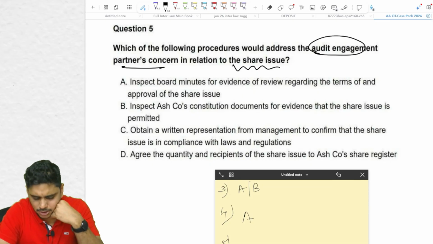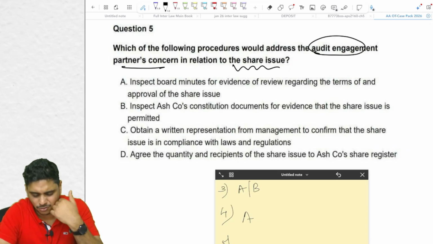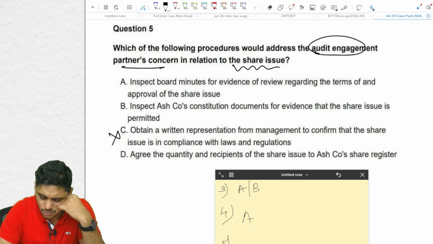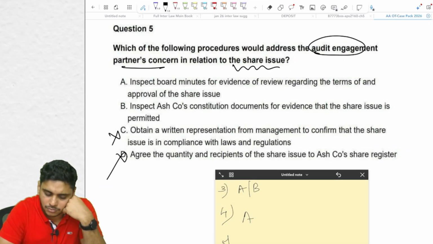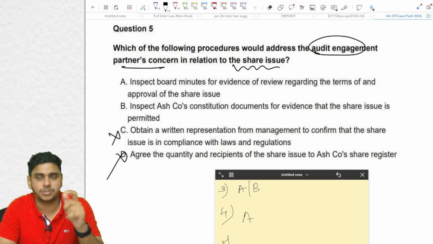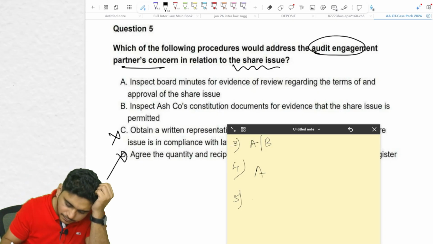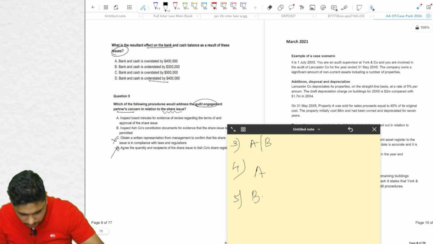Inspect board minutes, inspect constitution documents wherein the share issue is permitted, obtain a written representation from management to confirm the share issue is in compliance with law. Management can write nonsense. This is so wrong. Agree the quantity, no, you never check quantity, you check compliance of law. So as per me, the ideal would be constitutional documents, right? Constitutional documents. So 5 is B.